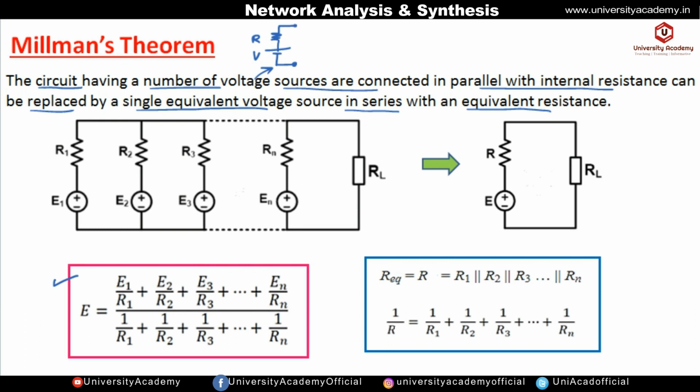Okay, so if we simplify, then 1 by R equals 1 by R1 plus 1 by R2 plus so on up to 1 by Rn. So these two formulas are important when n number of voltage sources are connected in parallel.